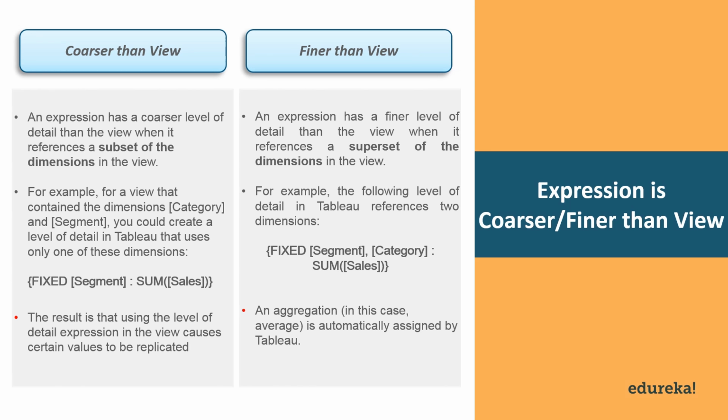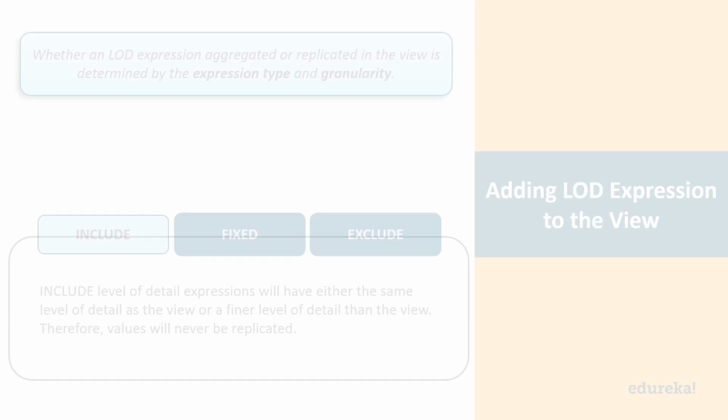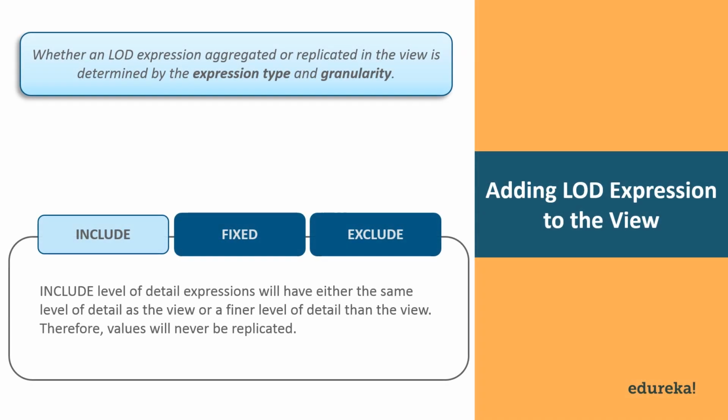When this expression is used in a view that has only segment as its level of detail, the values must be aggregated. Here is what you would see if you dragged the expression to a shelf. An aggregation, in this case average, is automatically assigned by Tableau, but you can always change the aggregation if you need it. Now, adding an LOD expression to the view.